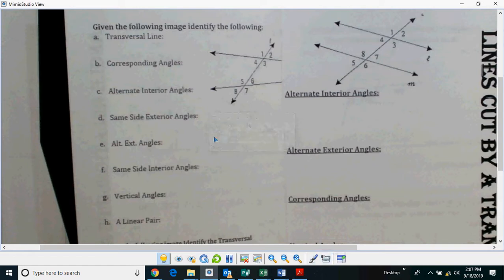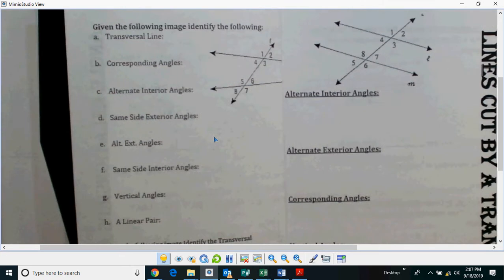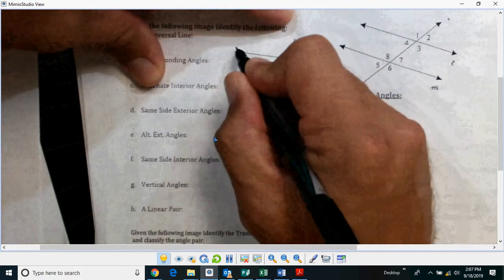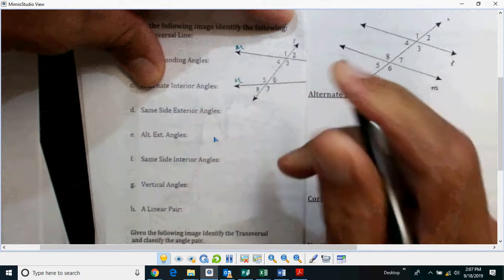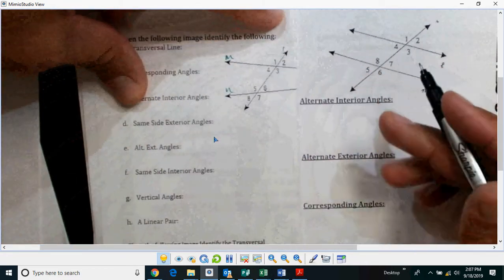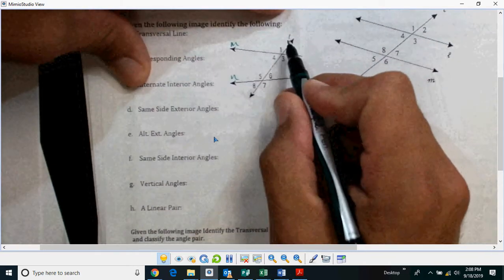All right, so a transversal is any line that intersects two other lines. So if we look at our diagram here, this should be M and this should be N. What do we think this other line is called? What do you think that letter is?